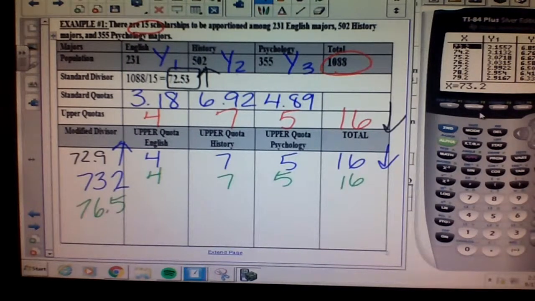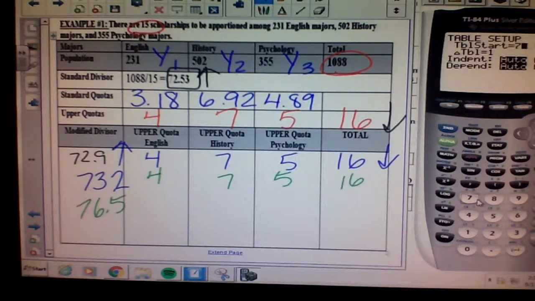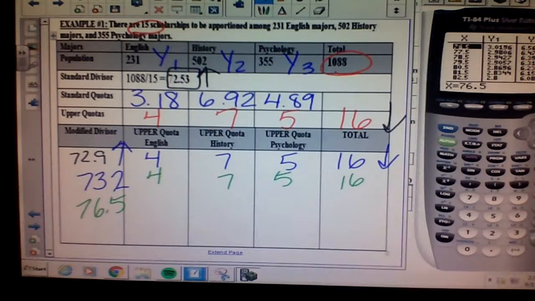76.5. Whoa! How about the breakers calculator? So we're at 4, 7, 5 and 5. 78. Woo! Hey, 78's right, y'all.